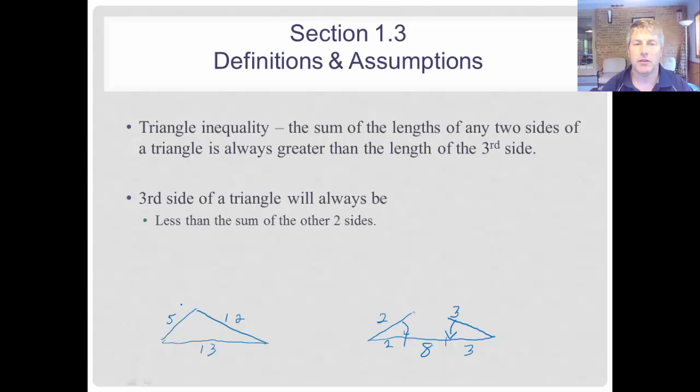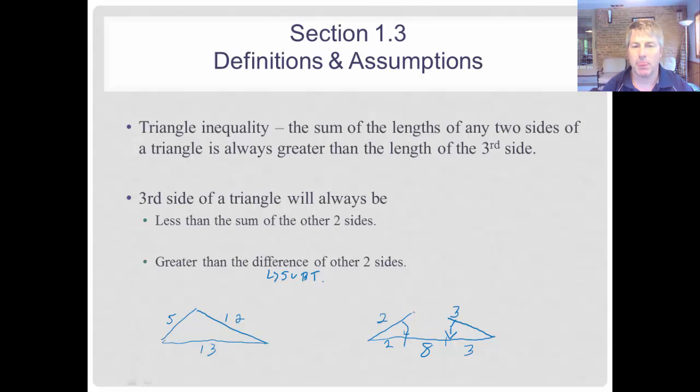Pick a side, the other 2 sides, the sum of that is going to be greater than that. Or the third side of the triangle is going to be greater than the difference of the other 2 sides. So the difference is that subtraction. You remember that from your algebra days. So greater than the difference, 12 minus 5 is 7. 13 is greater than 7. Okay. 13 minus 12 is 1. That third side, 5, is more than that difference.